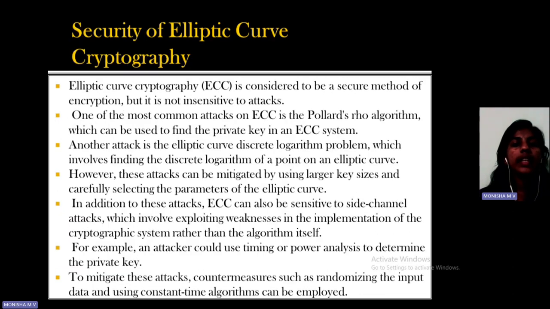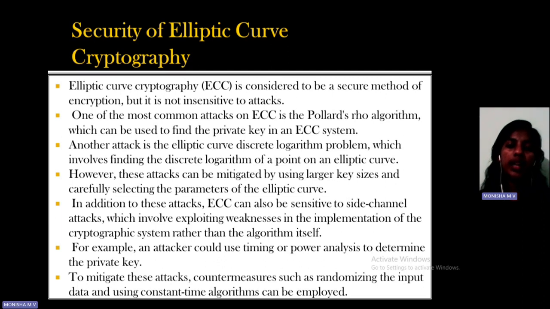Now, the security of elliptic curve cryptography. It is considered a secure method of encryption, but it is also sensitive to attacks. One of the most common attacks is Pollard's rho algorithm, which can be used to find the private key in an ECC system. Another is the elliptic curve discrete logarithm problem, which involves finding the discrete logarithm of a point on an elliptic curve. However, these attacks can be mitigated by using large key sizes and carefully selecting the parameters of the elliptic curve.